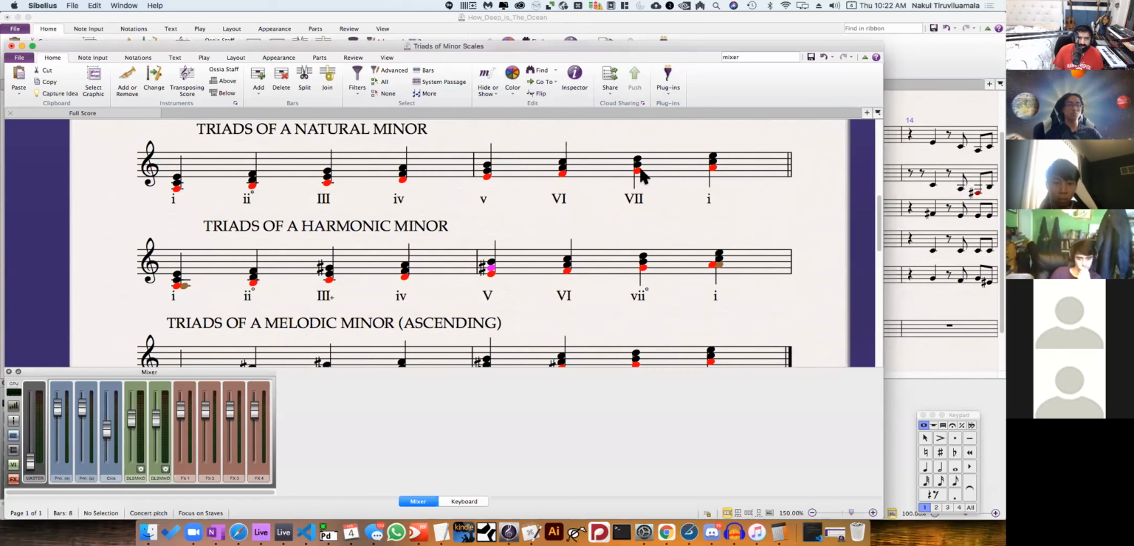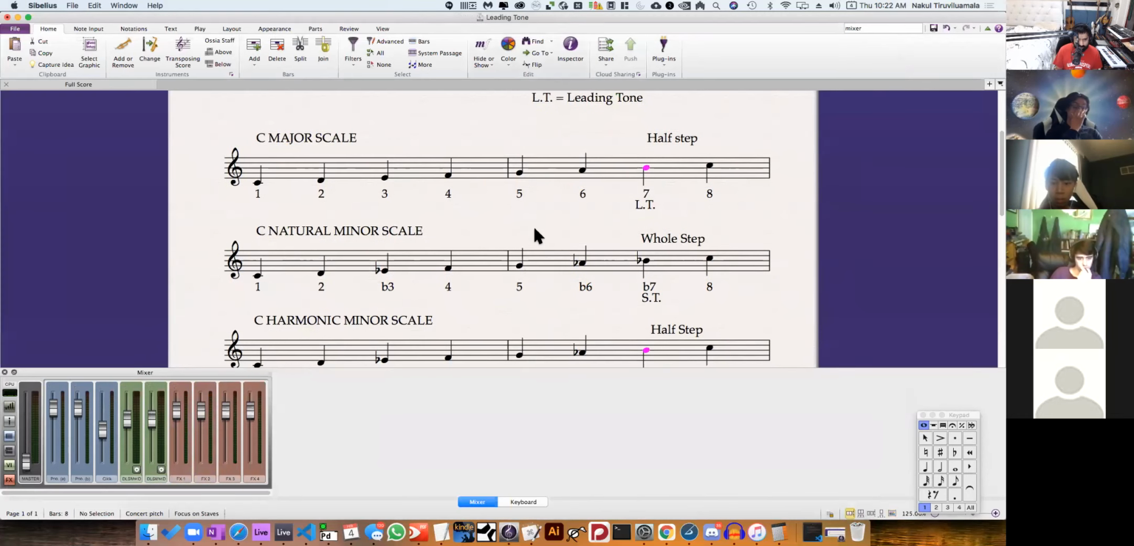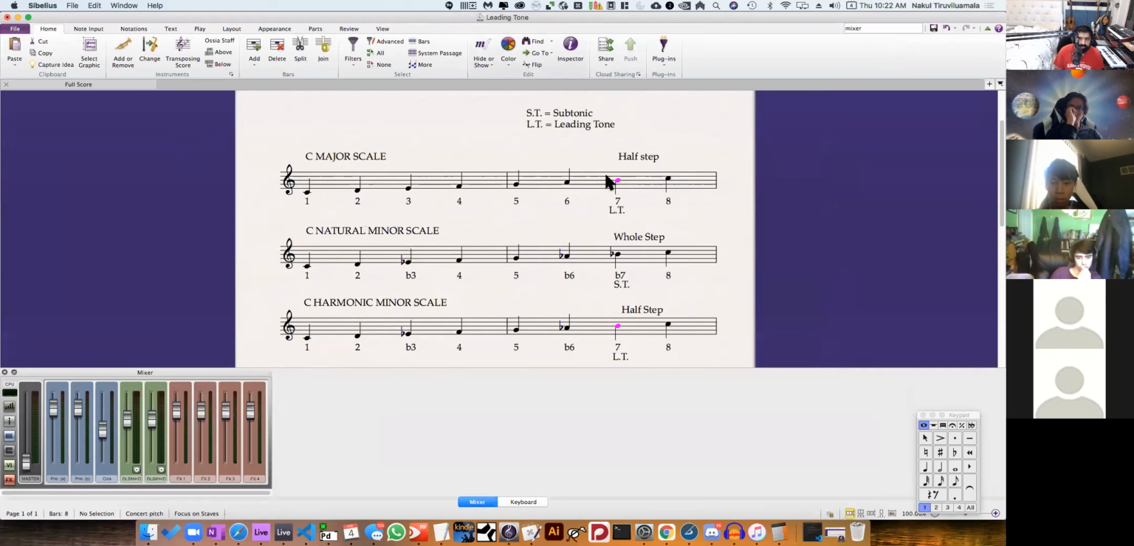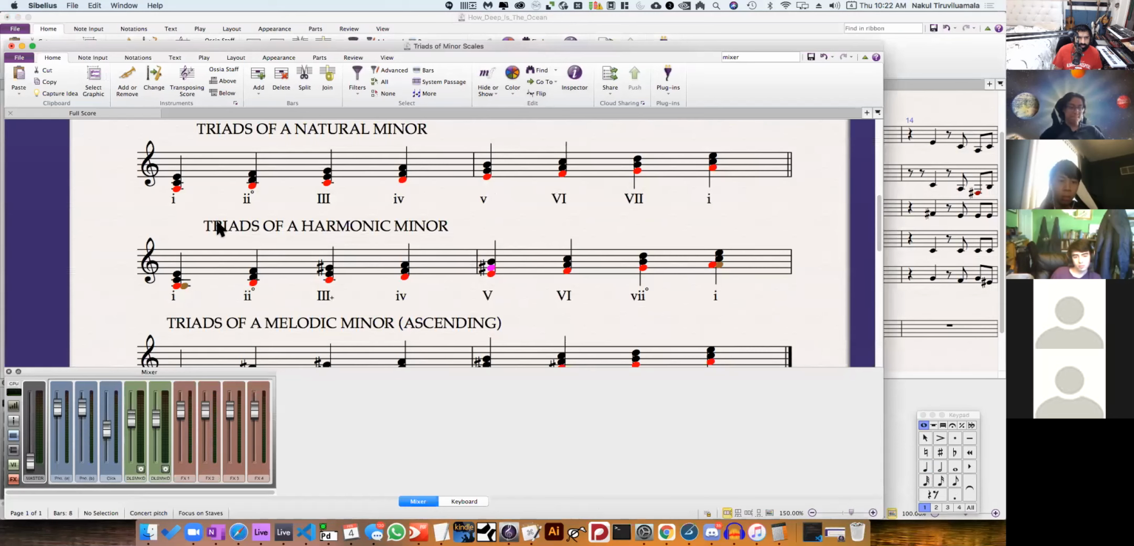Or let's look at the major. Let's look at the A natural. No, let's look at the C, the major and minor and harmonic minor scale. Okay, this leading tone B. Let's say if we build chords on this. Let's say if we go to, you know what? I'm struggling here.